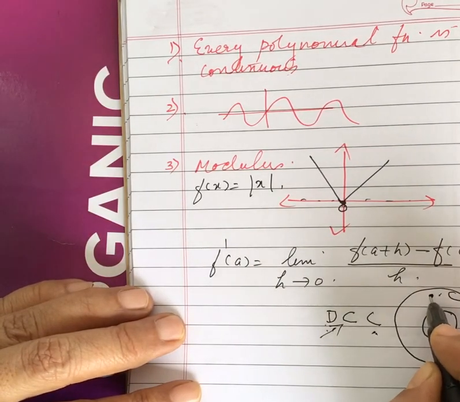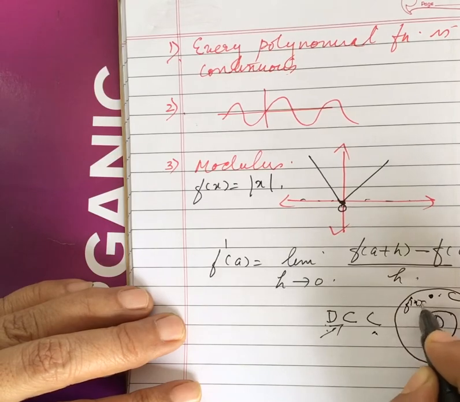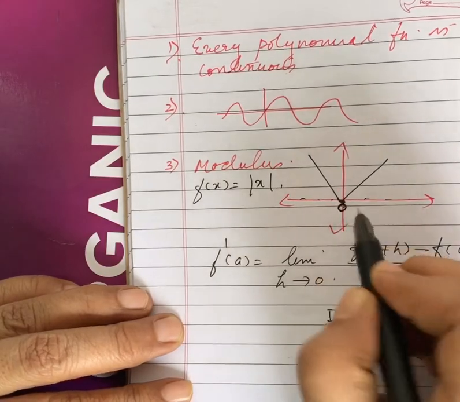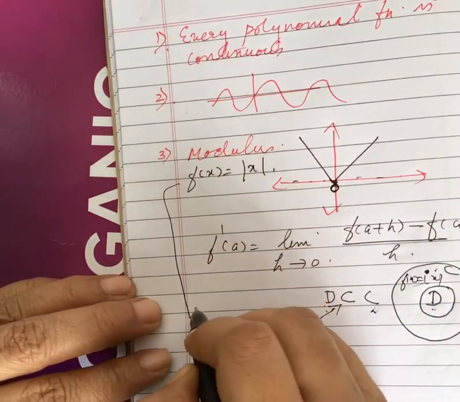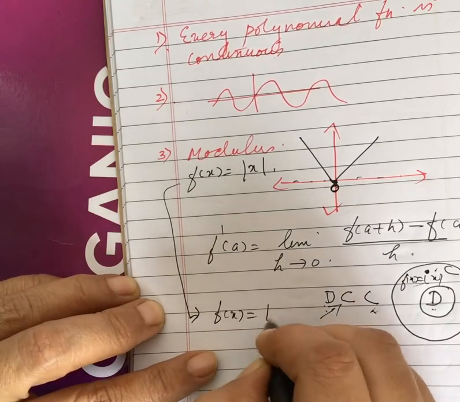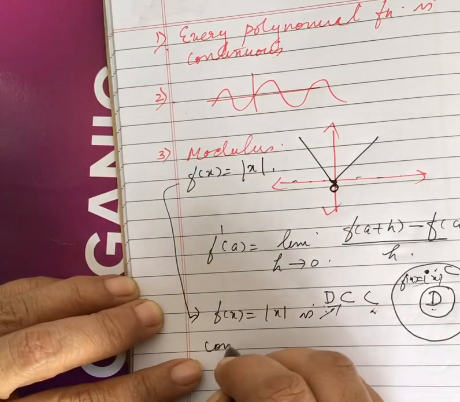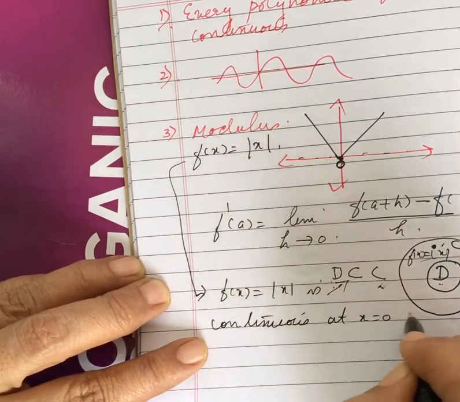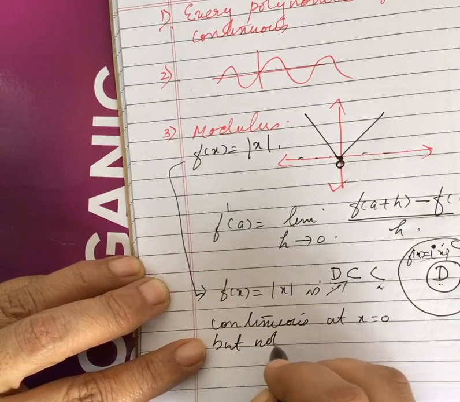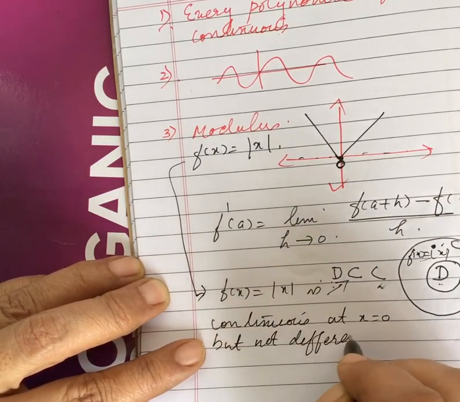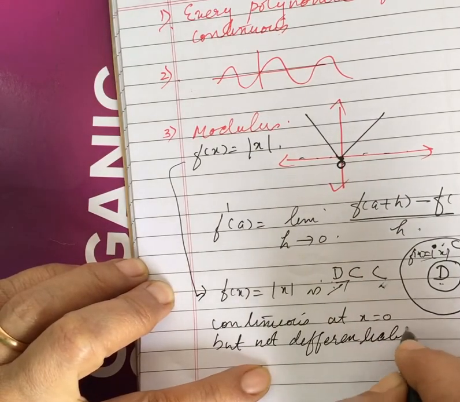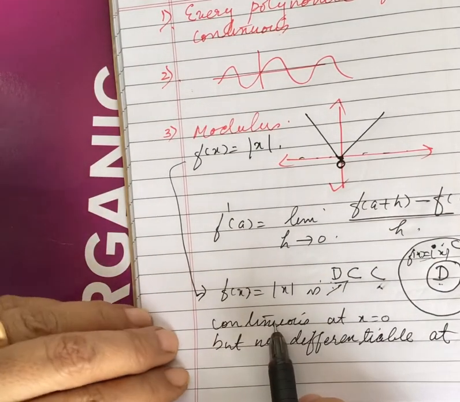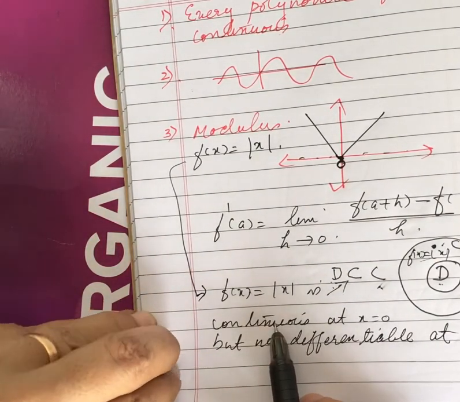For example, suppose we consider f of x equal to mod x. This function is continuous, as I have just told, but it is not differentiable at 0. Very, very important to know that f of x equal to mod x is continuous at x equal to 0, but not differentiable at x equal to 0. This is a very important concept, and we can expect one question in MCQ.